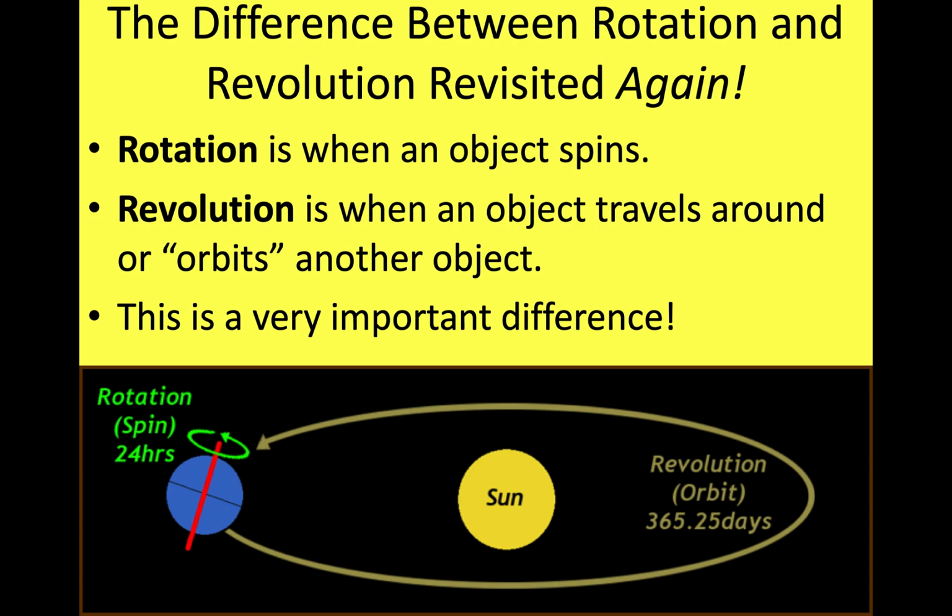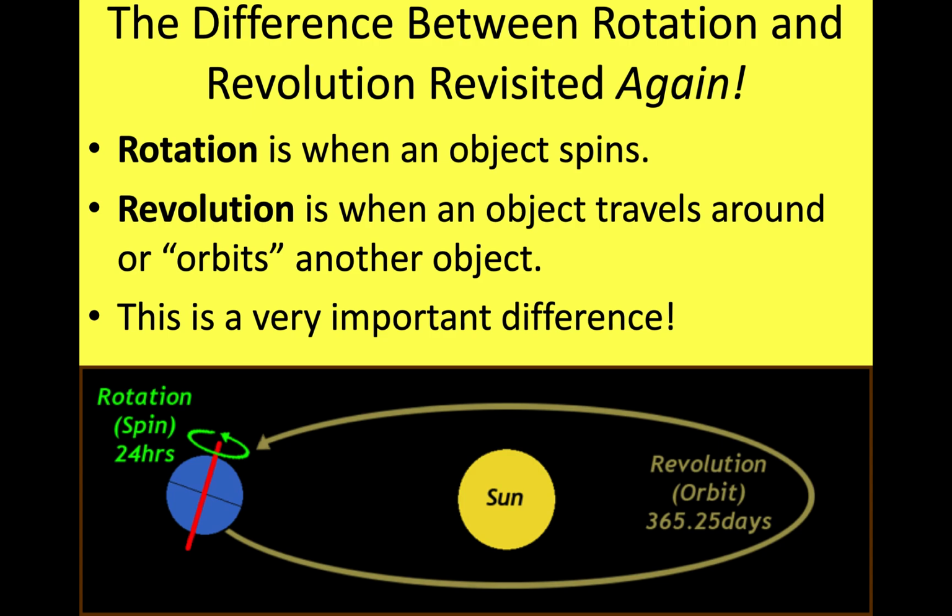Rotation is when an object spins. Okay, we said in the previous lessons that the Earth spins on its axis once every 24 hours, and that's what we call a day. Revolution is when an object travels around or orbits another object. The Earth revolves around the Sun, and it takes the Earth 365 days, or 1 year, to make the entire revolution around the Sun. To make the trip around the Sun one time takes a year.